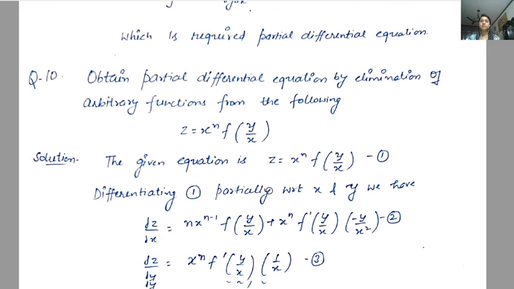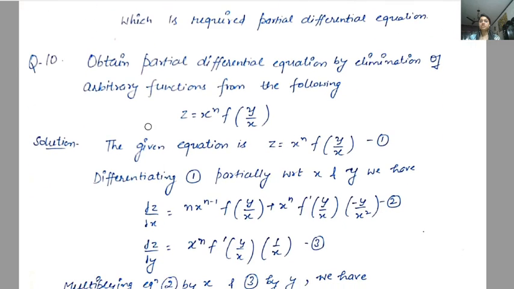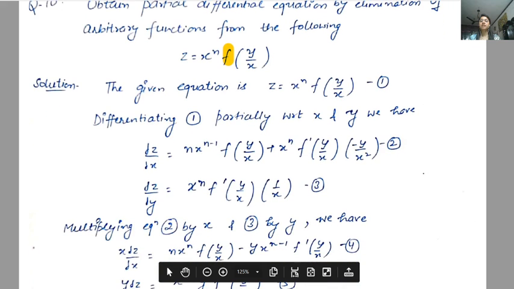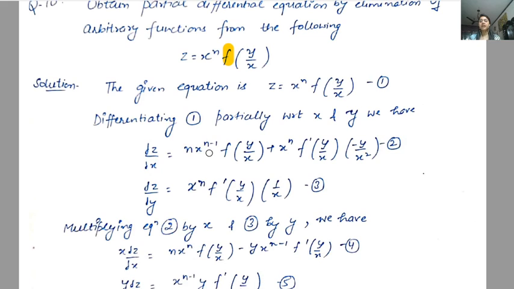Next question. Obtain the partial differential equation by elimination of arbitrary function from the following. From this relation, we have to eliminate the arbitrary function. Here we have only one arbitrary function f. The method will be the same. First, we differentiate this equation with respect to x. We have ∂z/∂x equals n x^(n-1), second function as it is, plus x^n as it is.